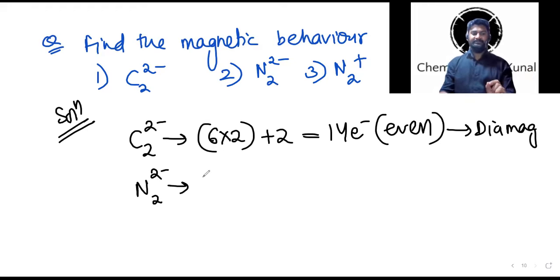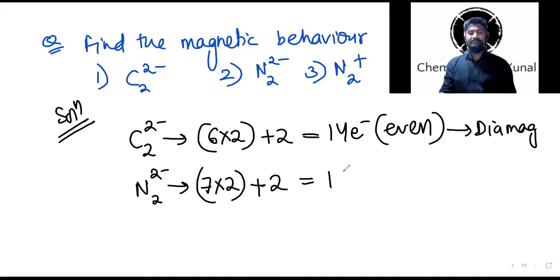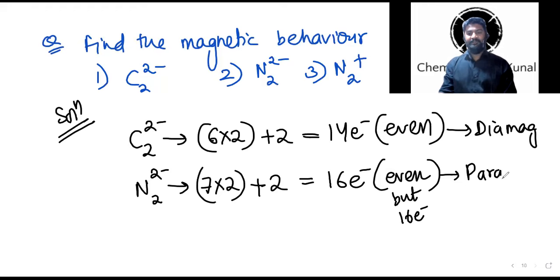Next, N2 2 minus. How many electrons? 7 into 2, 14. 2 electrons are being gained, so 14 plus 2, 16. Is it even? Yes. But is it 16? Yes. So it's even, but it has 16 electrons. What will be the answer? Very good, guys. It's going to be paramagnetic. See? Simple. This is how we do it.